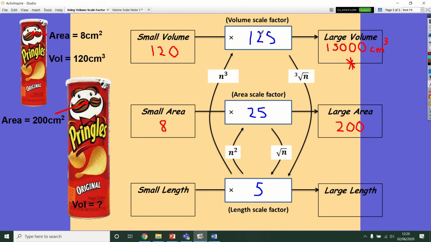Perfect. So the questions I wanted you to do today, the ones that cover volume on the same document as yesterday, are the ones you want to do. I might set some as extension, and let me know if you've got any problems.